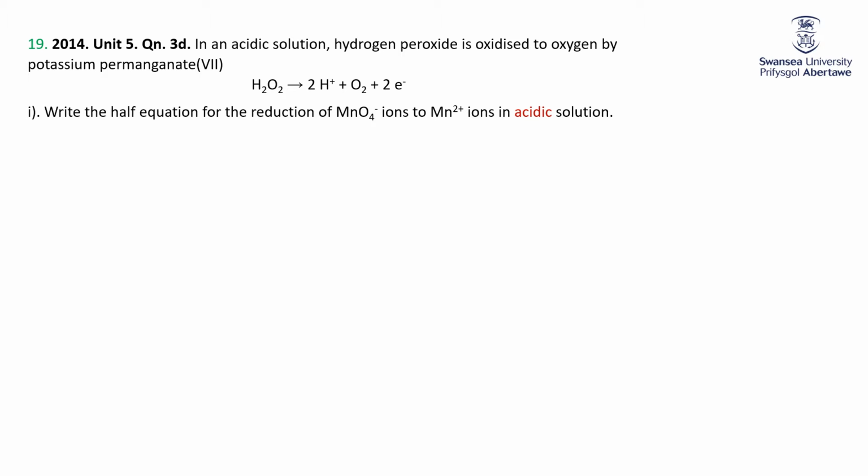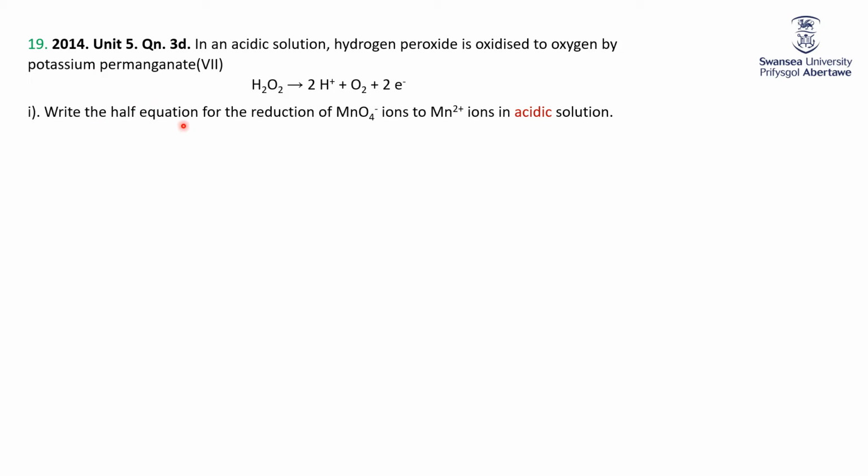So back to some regular equation types. In acidic solution, hydrogen peroxide, so that's the hydrogen peroxide, is oxidized to oxygen. Well, there's the 2 electrons on the right-hand side telling us that it's oxidized. There's the oxygen. And by potassium permanganate, so if hydrogen peroxide is oxidized, potassium permanganate must be reduced.